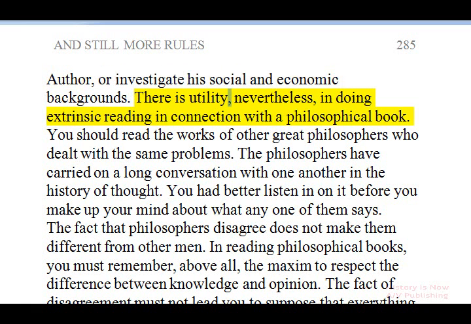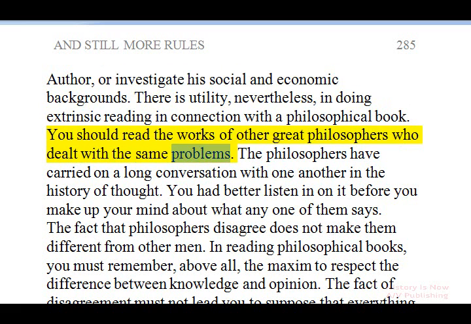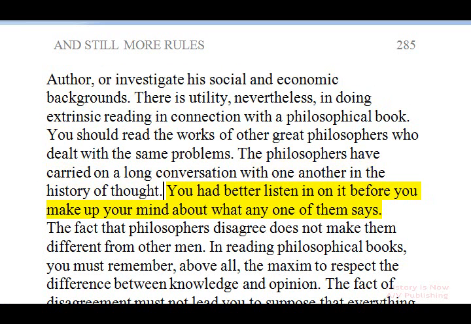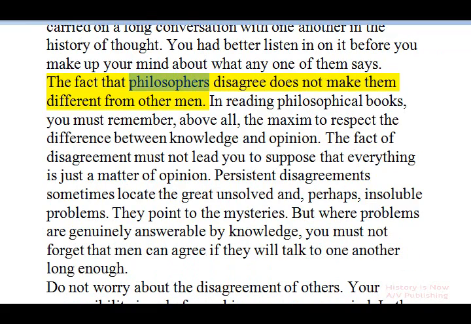There is utility, nevertheless, in doing extrinsic reading in connection with a philosophical book. You should read the works of other great philosophers who dealt with the same problems. The philosophers have carried on a long conversation with one another in the history of thought. You had better listen in on it before you make up your mind about what any one of them says. The fact that philosophers disagree does not make them different from other men.